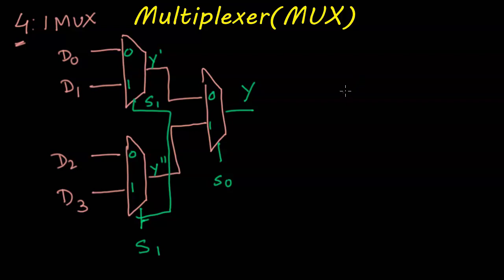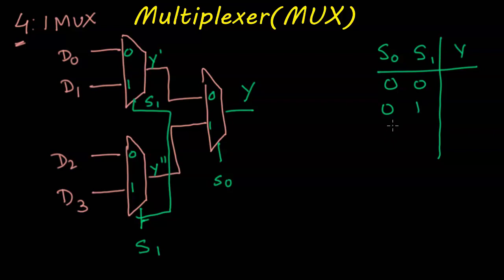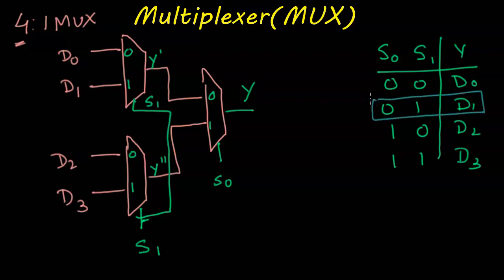Let's draw the truth table of it. So we have a 4:1 MUX truth table which has 4 combinations of my select lines 0 0, 0 1, 1 0, and 1 1, whose outputs are D0, D1, D2, and D3. Let's try and verify the working of one of these combinations. Let's take 0 1 select lines.